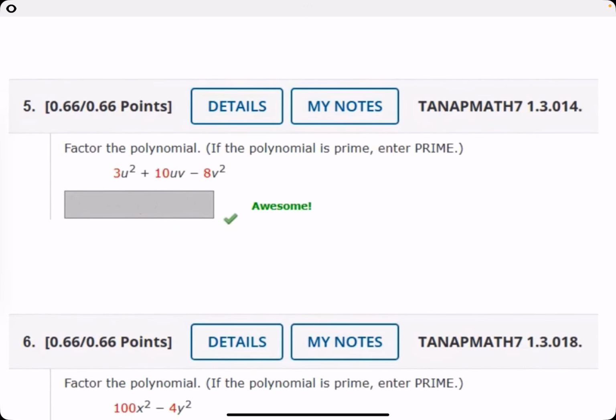Factor the polynomial. Okay. So what I'm going to suggest here is factor this first as if it's 3u squared plus 10u minus 8. Factor it as if the v's are not there. Okay? And so what we're going to do then is think about what 3 times 8 is. And so we're going to do this method of sliding and dividing. So we're going to do minus 24, and then we're going to ask ourselves what multiplies to 24 but adds to 10.